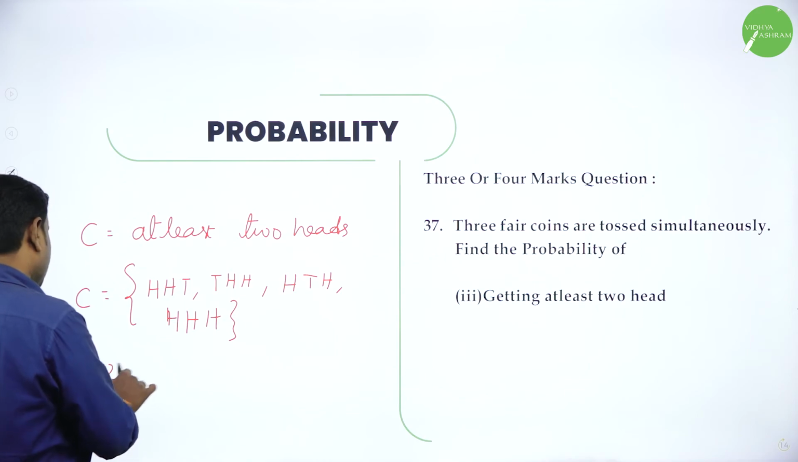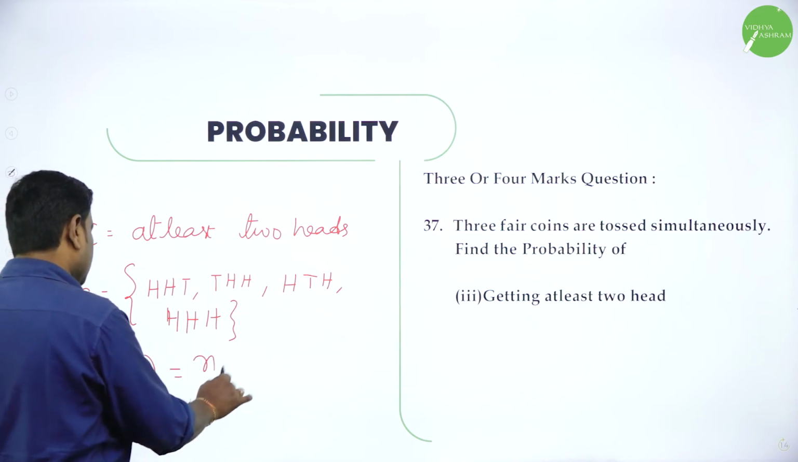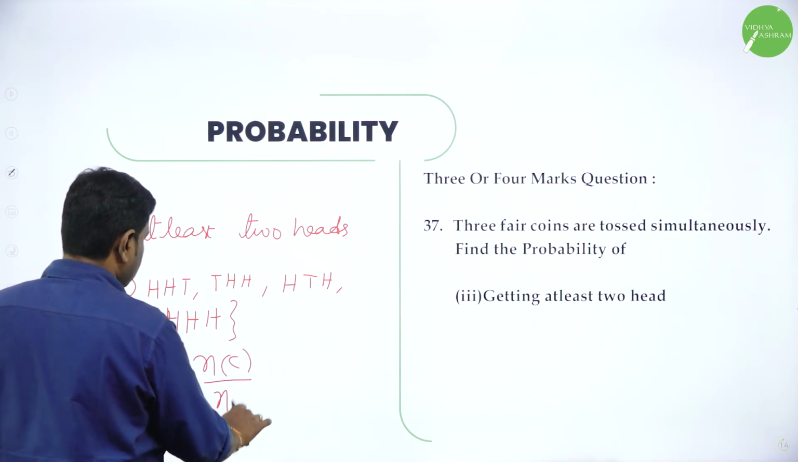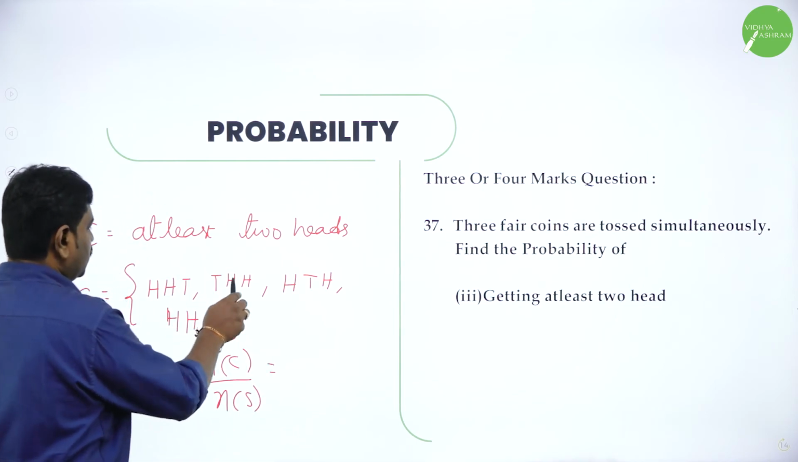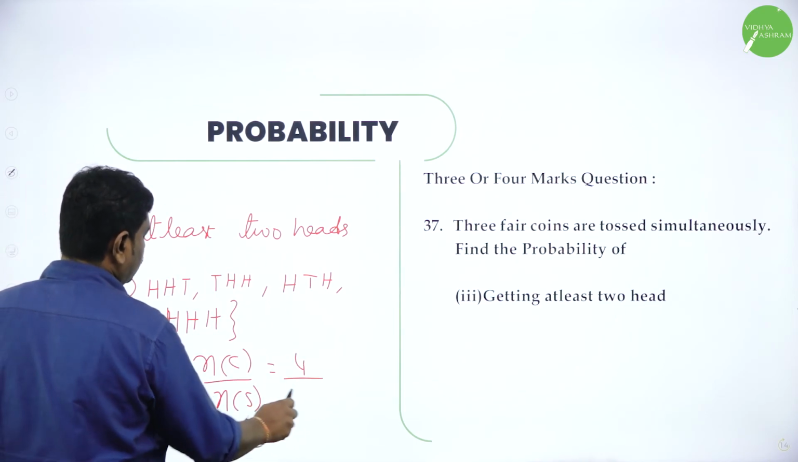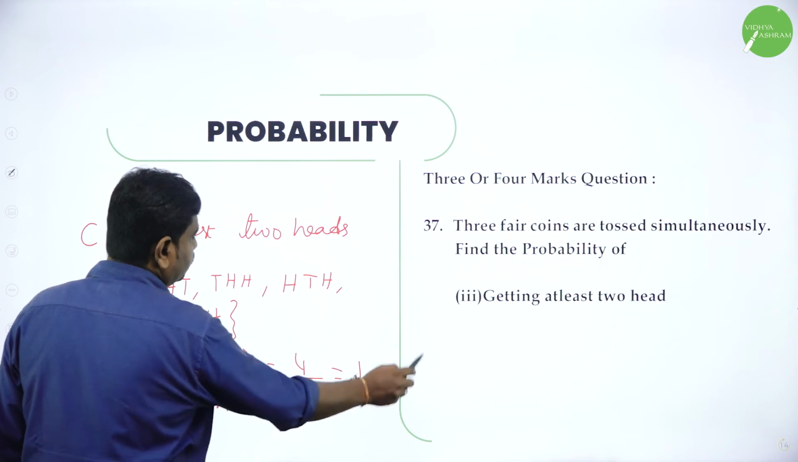So now P of C. What is P of C? N of C by N of S. N of C is 1, 2, 3, 4. 4 favorable out of total 8. It is also 1 by 2.